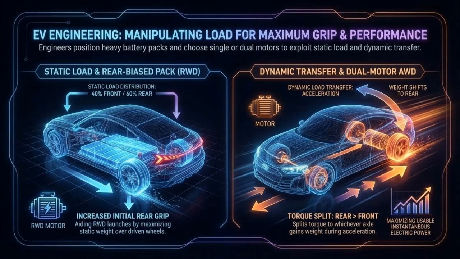As acceleration shifts weight rearward, more torque is sent to the axle that gains load. This allows the vehicle to use more of the instant electric power without wheel slip, turning battery placement and drivetrain choice into powerful tools for traction and performance optimization.